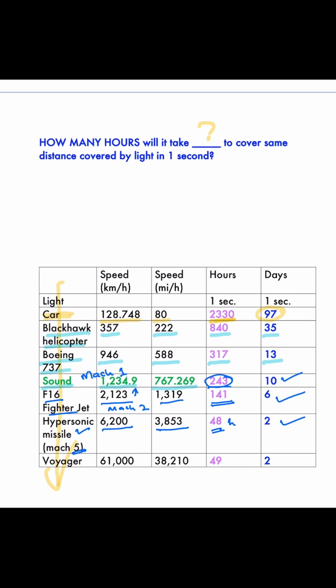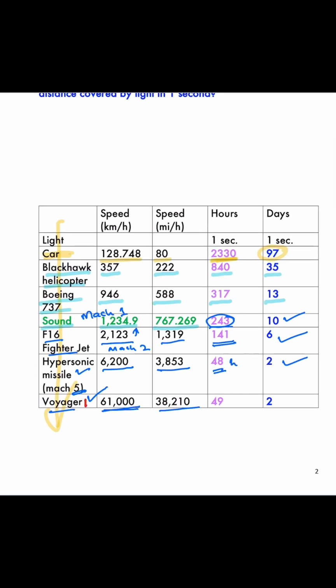And then the last example we have is the spaceship Voyager. The Voyager 1 spacecraft traveling at 61,000 kilometers per hour, which is about 38,200 miles per hour, will require about 4.9 hours to cover the same distance. And this is about 0.2 days.